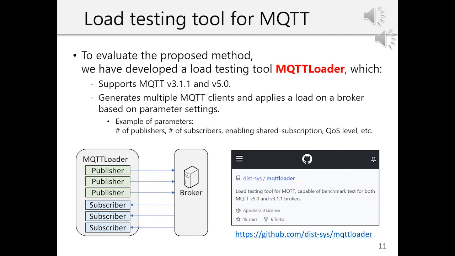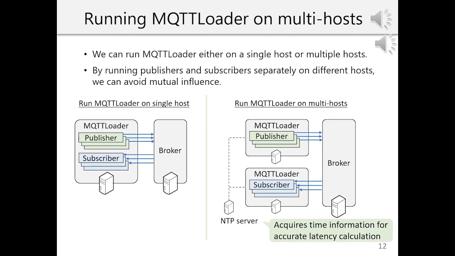To evaluate the proposed method, we have developed a load testing tool named MQTT Loader. It supports MQTT version 3.1.1 and version 5. When you run it, it generates multiple MQTT clients and applies a load on a broker based on parameter settings. We can run MQTT Loader either on a single host machine or multiple host machines. Running both publishers and subscribers on a single host may cause mutual influence, like the receiving load of subscribers lowering the throughput of publishers. By running publishers and subscribers separately on different hosts, we can avoid such mutual influence.